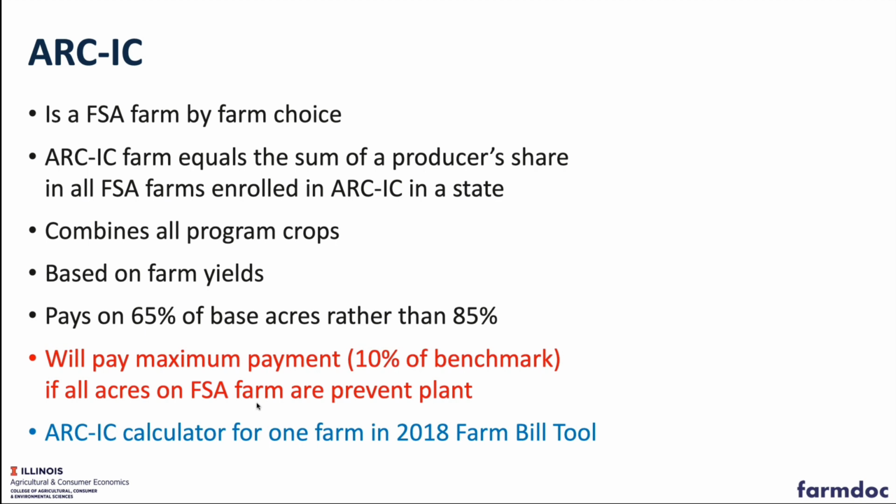So let me give you an example. You have a 100-acre FSA farm. 90 acres were prevent plant, 10 acres were planted to soybeans. It's the 10 acres of soybeans that matter. It doesn't matter that 90 acres were prevent plant.